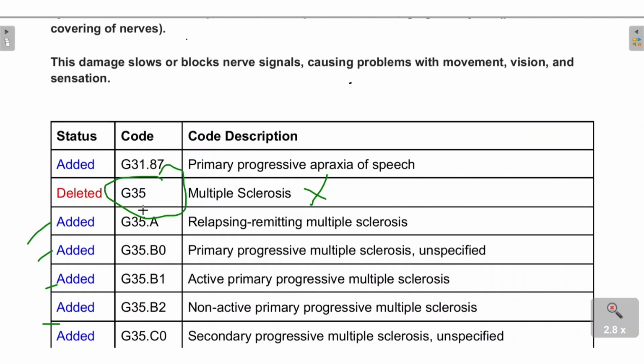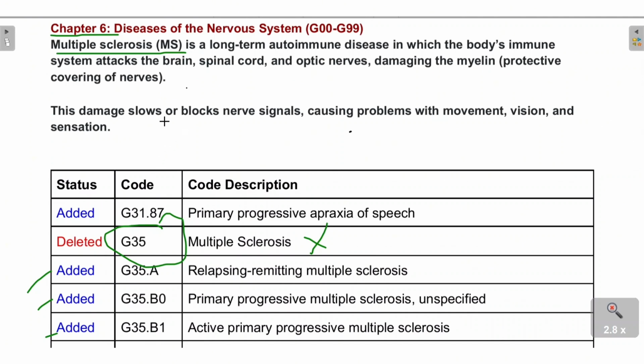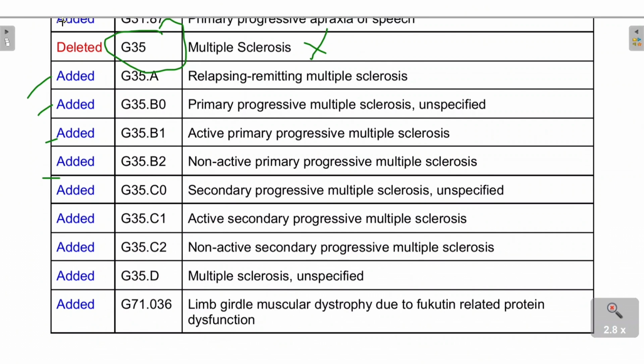So, what is multiple sclerosis, or MS? Multiple sclerosis is a long-term autoimmune disease. In this condition, the body's immune system mistakenly attacks the brain, spinal cord, and optic nerves. This attack damages myelin, the protective covering around nerve fibers. When myelin is damaged, nerve signals slow down or get blocked. So the new ICD code is now divided into primary multiple sclerosis and secondary multiple sclerosis. These are the new codes added from Chapter 6.